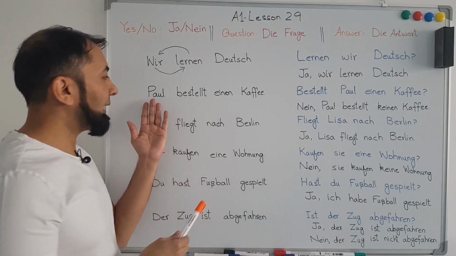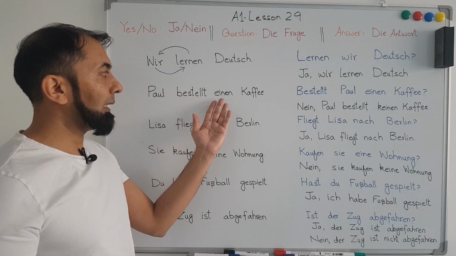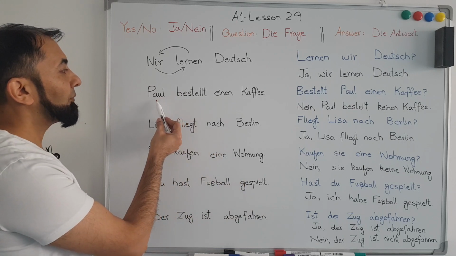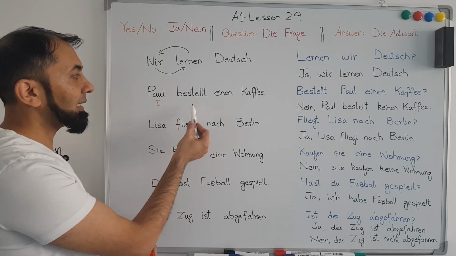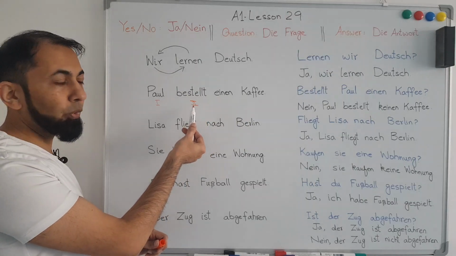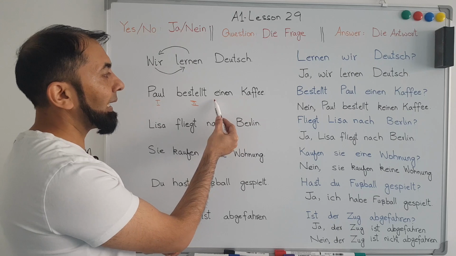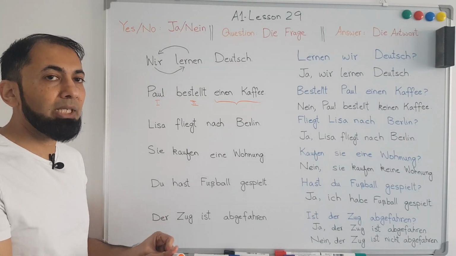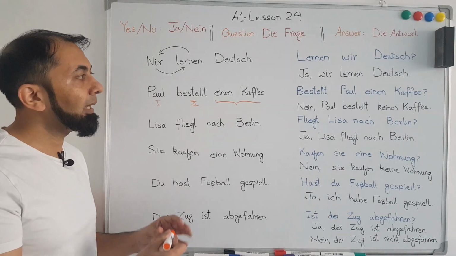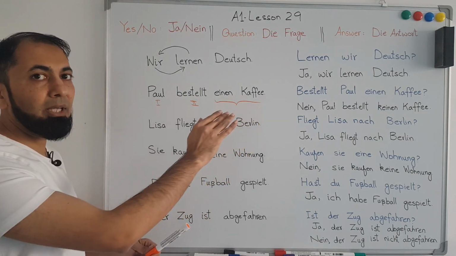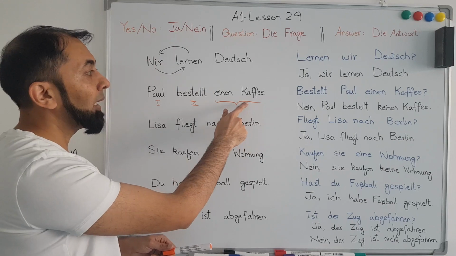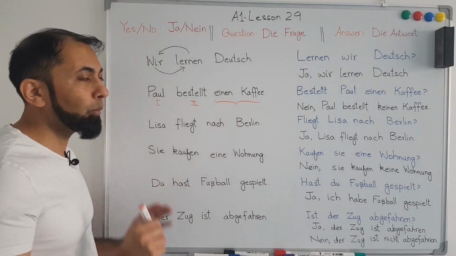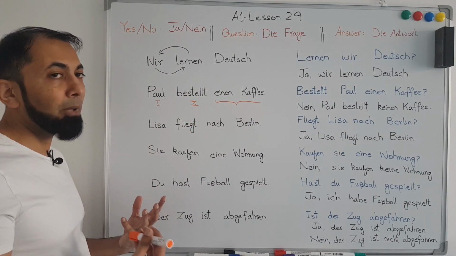And you see that wir lernen Deutsch is the same sentence that we have written over here. So, next example is Paul bestellt einen Kaffee. Paul orders a coffee. Now, in this sentence, you see that the first position is occupied by the subject. The second position is occupied by the verb, which is conjugated according to the subject, which is Paul. And then at the end of the sentence, we have one object, which is the direct object. And we know that the direct object in German is always in the accusative case. So Kaffee is a masculine noun, and for a masculine noun, we have to use einen as an indefinite article.